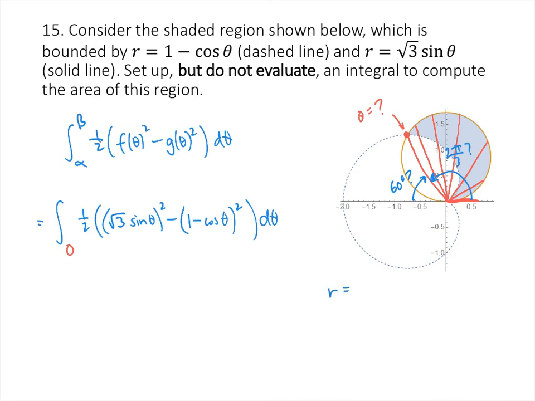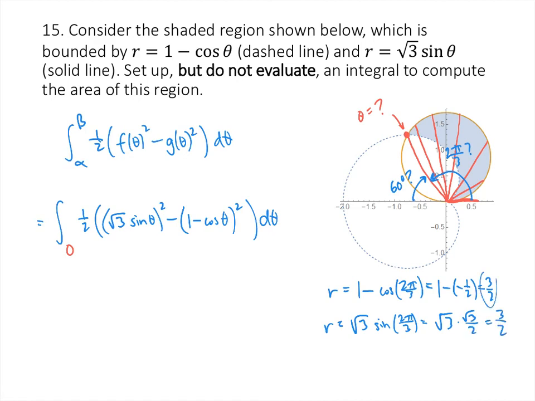What do these two functions equal at 2 pi over 3? What's 1 minus the cosine of 2 pi over 3, and what's square root of 3 times the sine of 2 pi over 3? Well, the cosine of 2 pi over 3 is negative 1/2, so this is 1 minus negative 1/2, which is 3/2. And the sine of 2 pi over 3 is the square root of 3 over 2, and when I multiply that together, again I get 3/2. So our guess worked, and the angle that we're looking for up here is 2 pi over 3.